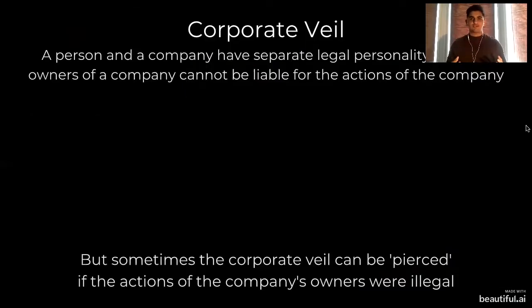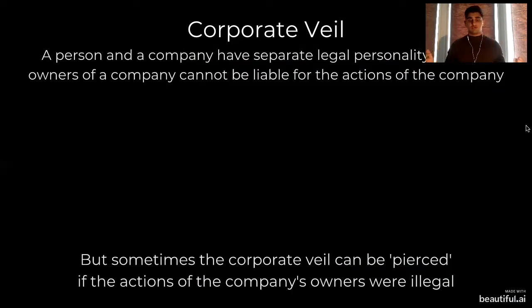Now, the biggest difference between the branch and the subsidiary is probably this thing called the corporate veil. As a definition, if you think of a person and a company, they both have separate legal personality. So as a person, I have the legal right to do things such as enter into contracts, and so on, right? So I have separate legal personality. A company, in the same way, also has separate legal personality.